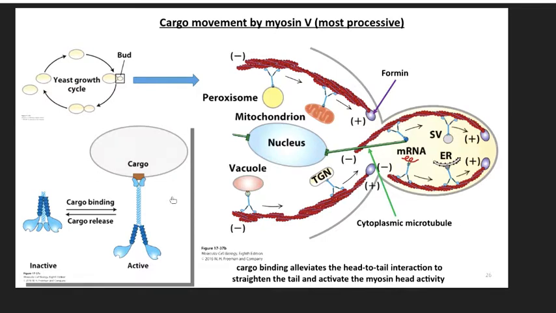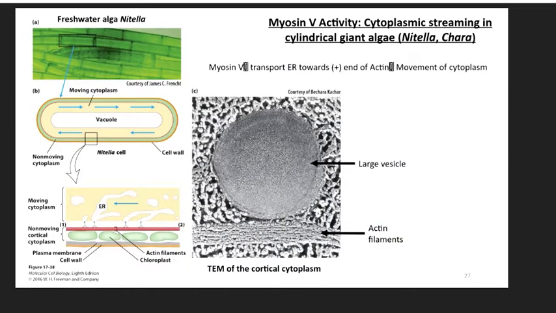The myosin 5, which is involved with the cargo movement. This structure basically shows that it is in a folded and inactive state, which is the case for most molecules. When it is bound to the cargo receptor, it is in an active and open state. Okay.